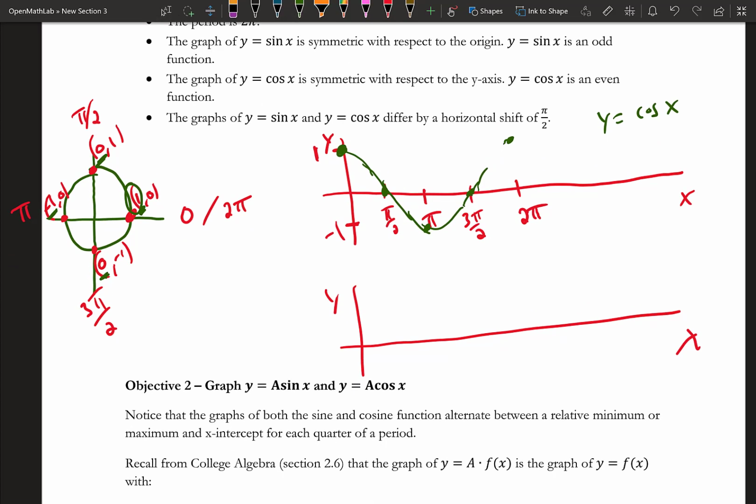So let me see if I can draw this a little better. Right. So then let me do the same thing, but for sine of x. So it kind of starts out the same.